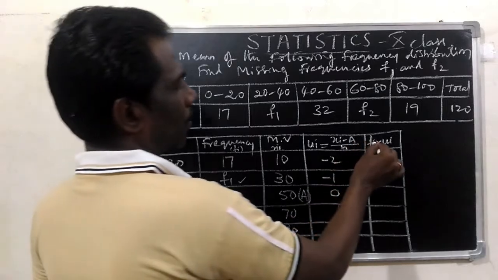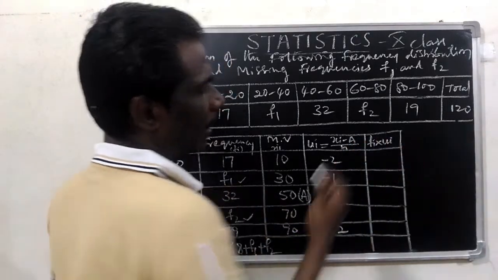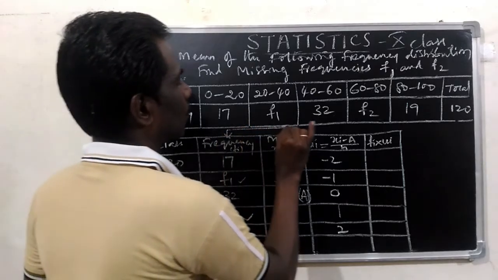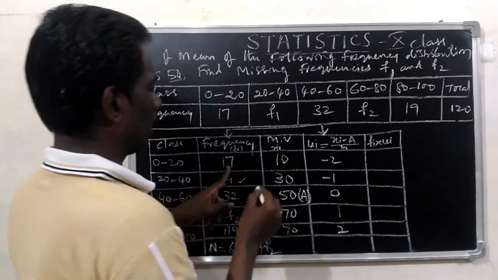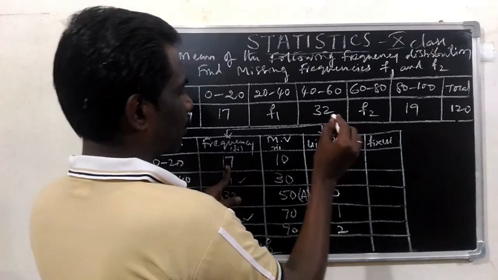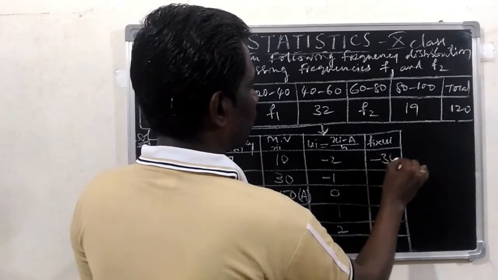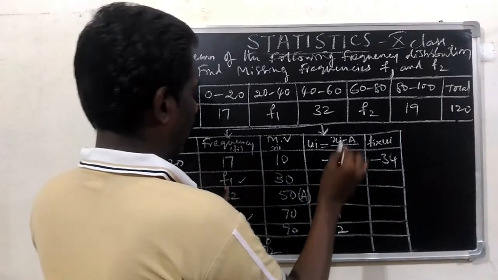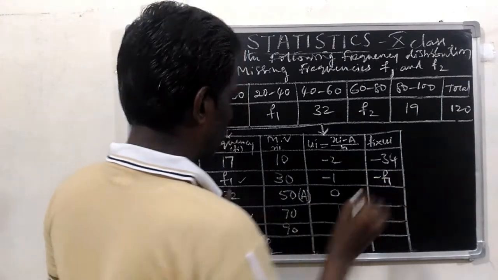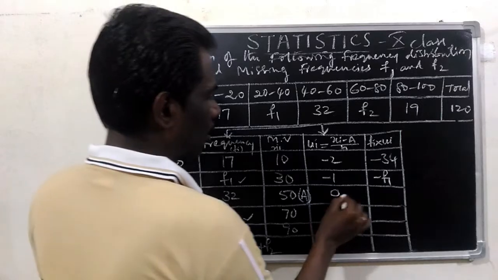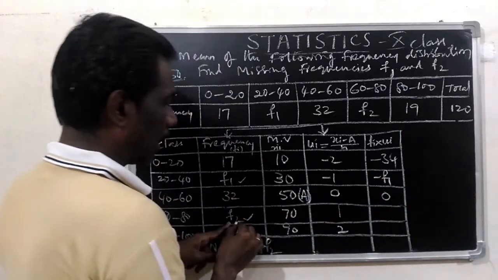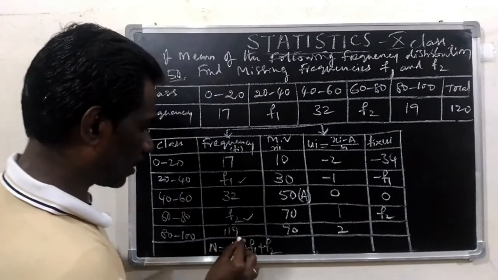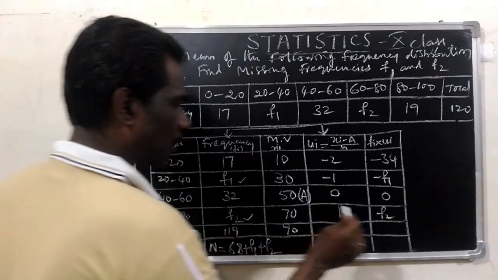And now, this is what? fi into ui. This fi and ui. 17 into minus 2 is minus 34. f1 into minus 1 is minus f1. 32 into 0 is 0. f2 into 1 is f2. And next, 19 2s are 38.